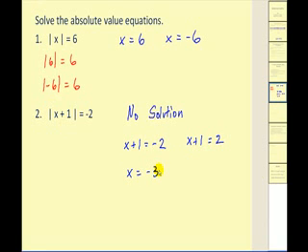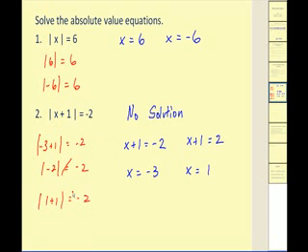Subtract 1 on both sides. Again, subtract 1. Now we may think these would be solutions, but if we actually go back and check them, using x equals negative 3, we'd have the absolute value of negative 2 is equal to negative 2, which is false. And then when x is equal to 1, again is false because we know it can never be negative. So if we recognize this from the very beginning that we're going to have no solution, we can stop and move on to the next problem.